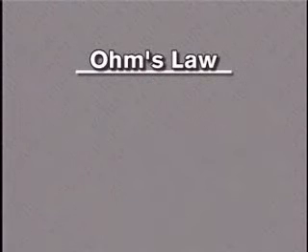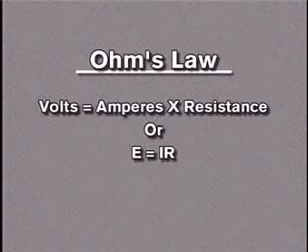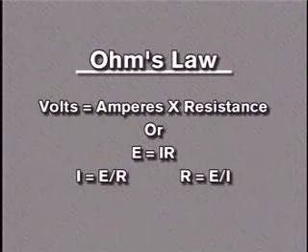The relationship was originally expressed in Ohm's law, but it can be best illustrated with the mathematical formula volts equals amperes times resistance, or E equals I times R. If any two of the values are known, the third can always be calculated.